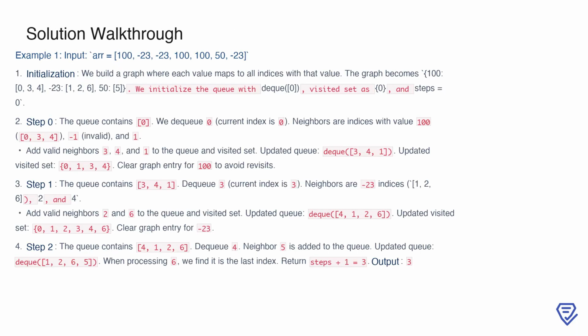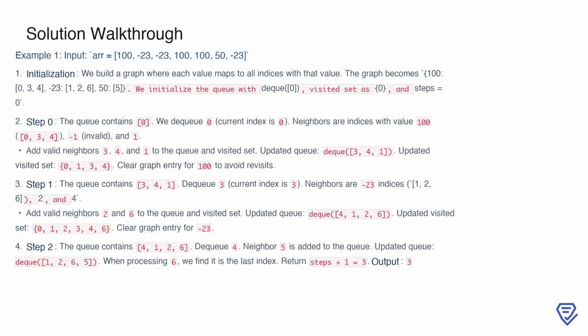To solve this problem, we start by building a graph where each unique value in the array maps to all the indices that contain that value. For the input array, 100, -23, -23, 100, 150, -23, the graph is constructed as follows: 100 maps to indices 0, 3, 4, -23 maps to 1, 2, 6, and 50 maps to 5.